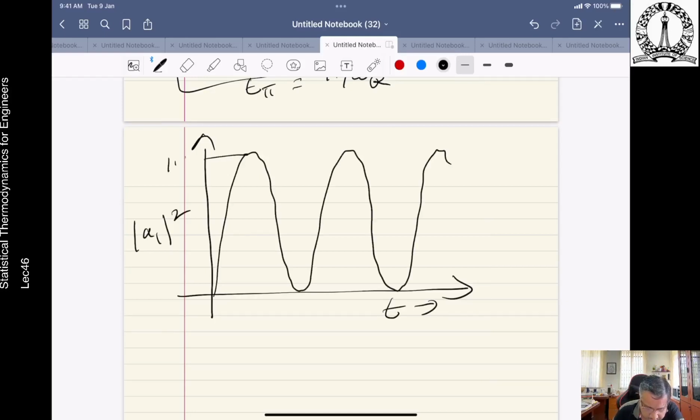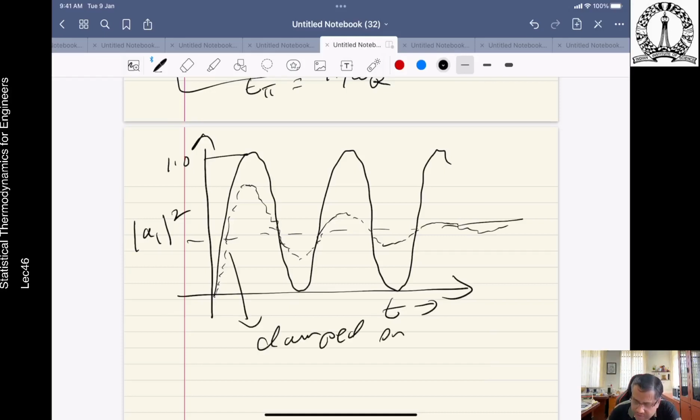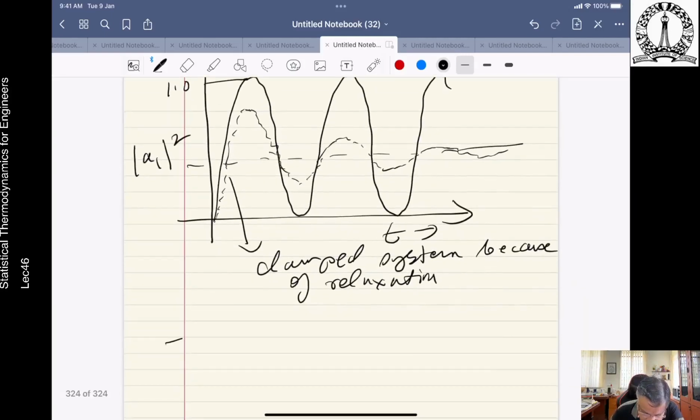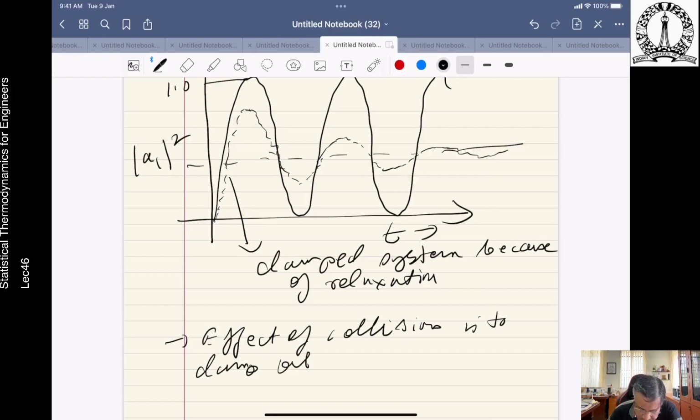Okay, so this is one. The moment you start to have damping, this will start to decay, and so on and so forth. So these are the damped systems because of relaxation. So the effect of, for example, collisions and other relaxation phenomena is to damp out the coherent cycling of the system, also called the Rabi oscillation.